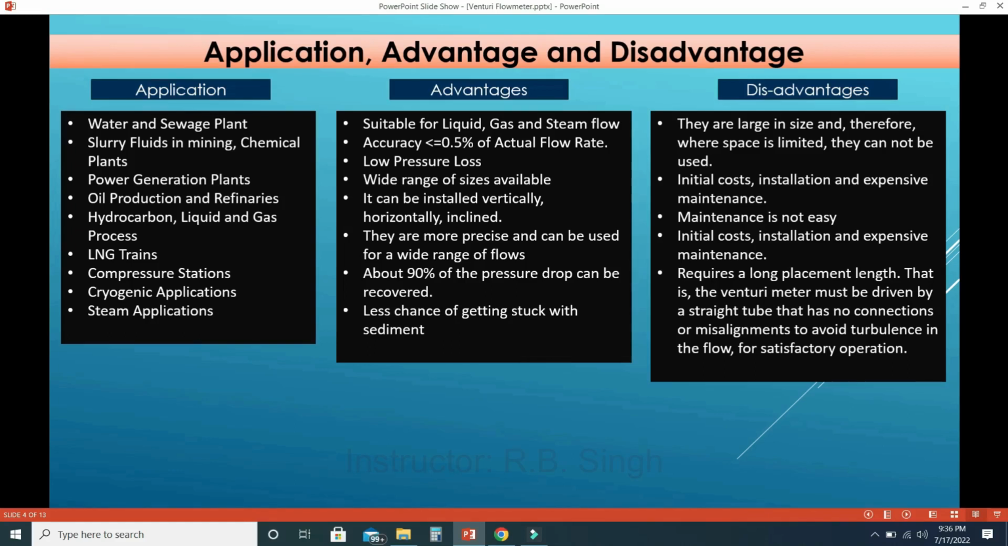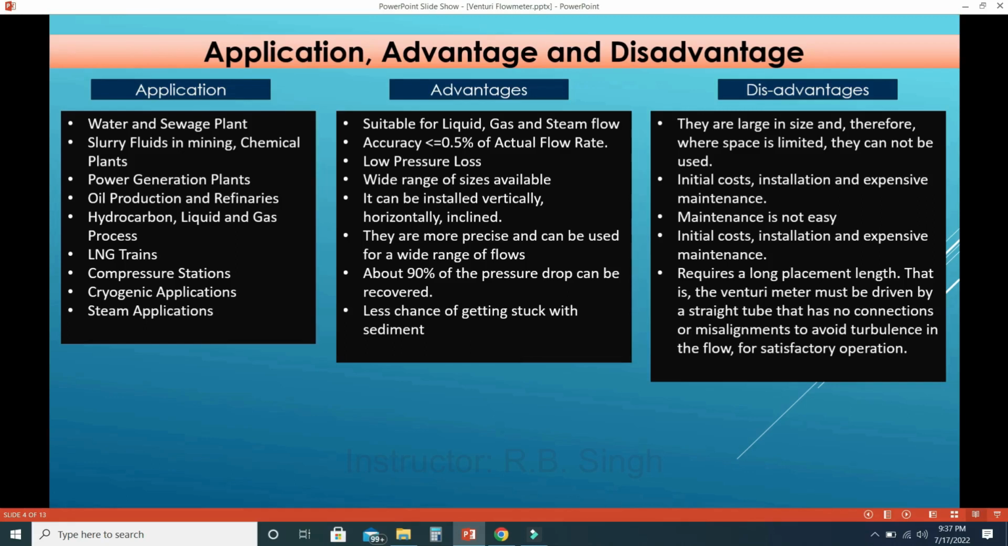It can be installed vertically, horizontally and inclined. So there will not be any installation limitations. They are more precise and can be used for wide range of flow that we already discussed, although the bigger sizes of meter is available, so we can get a wide range of flow.